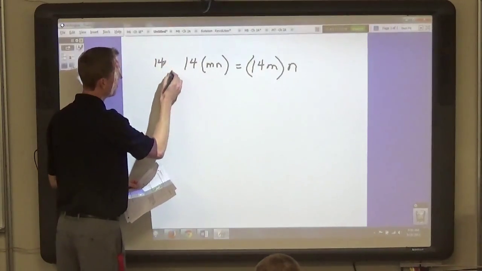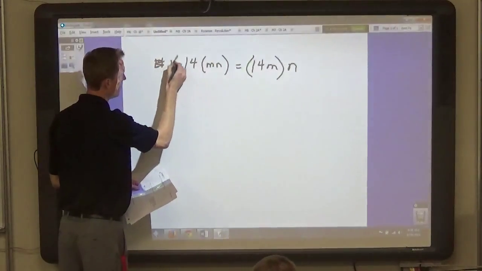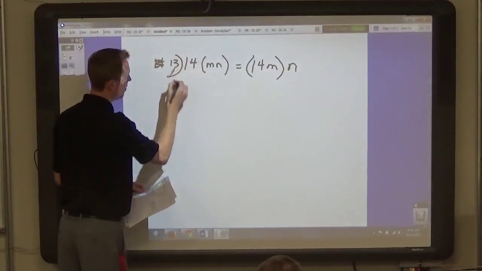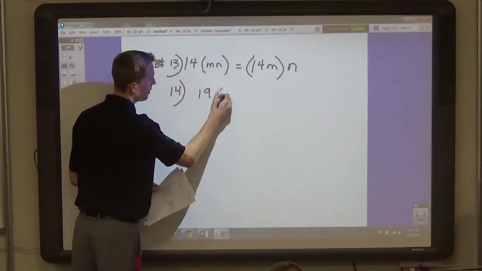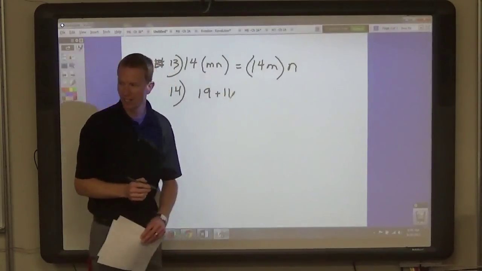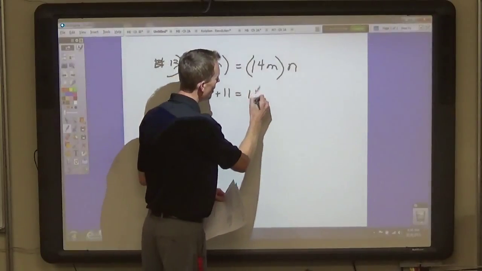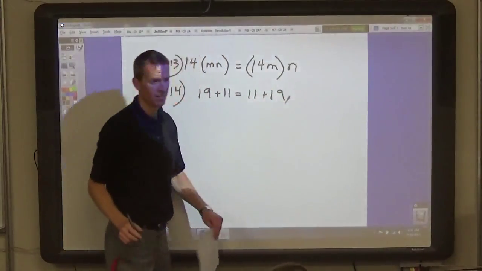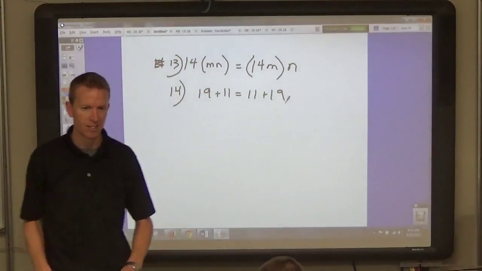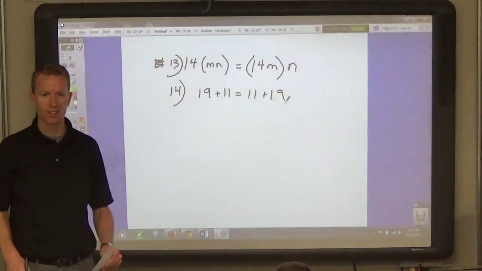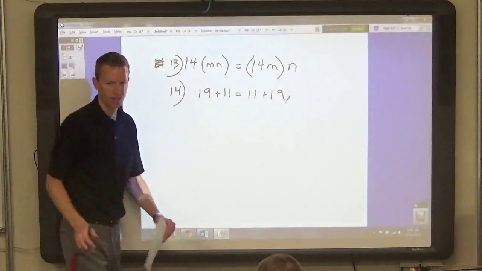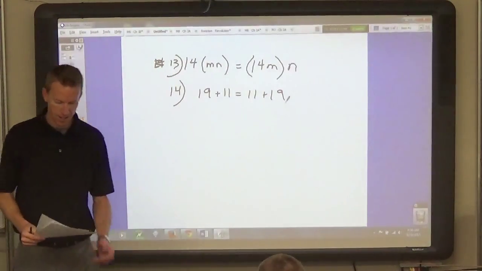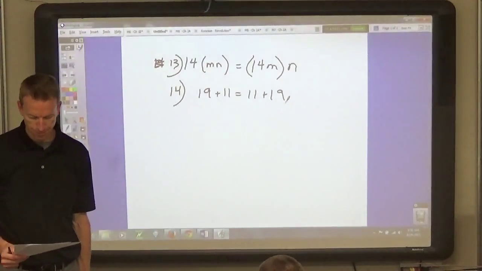Number 14. That's 13. 14. 19 plus 11. Stop whistling. Equal to 11 plus 19. What property is that? Great. That's correct. Commutative property of addition. So you have to write commutative property.